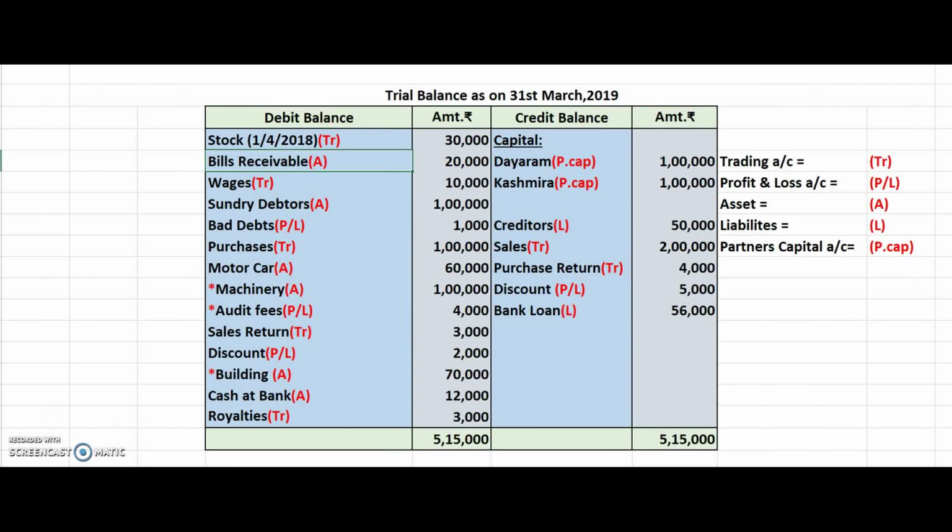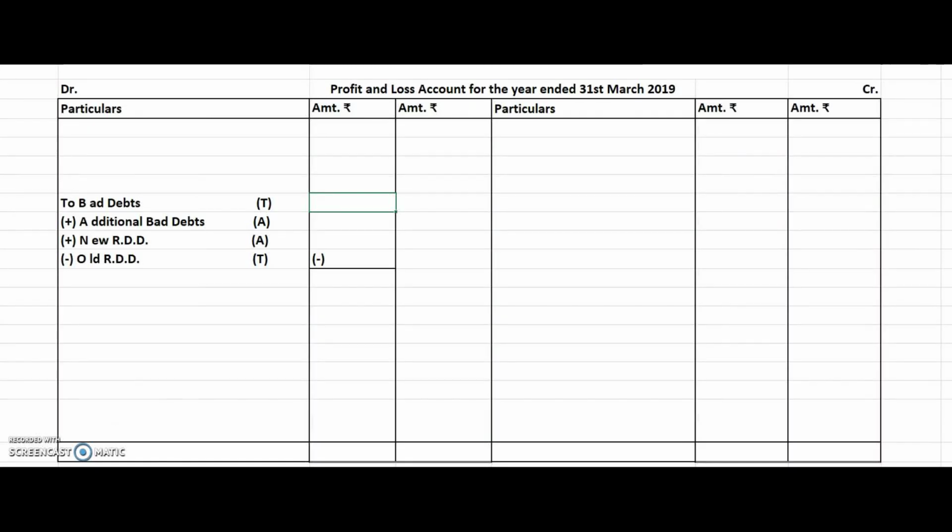Next item is bad debts, 1,000. You have to go to the profit and loss account. There's a formula called the bad debt formula. In that the first line says bad debt. So in this you have to transfer it. Please note, in the inner column. The whole formula comes in the inner column. After it is solved, the answer will go to the outer column.